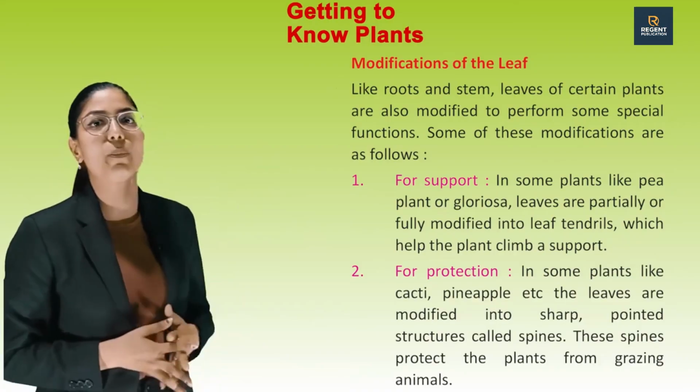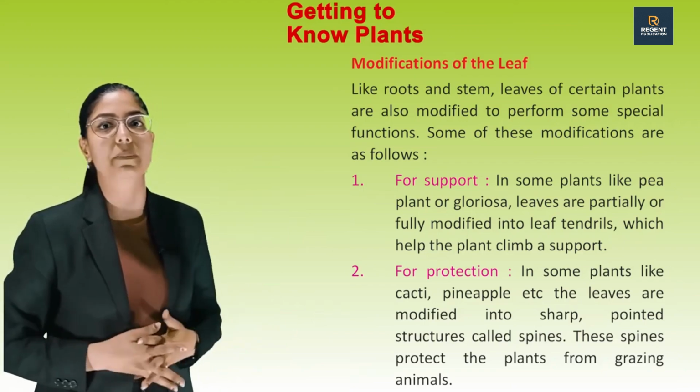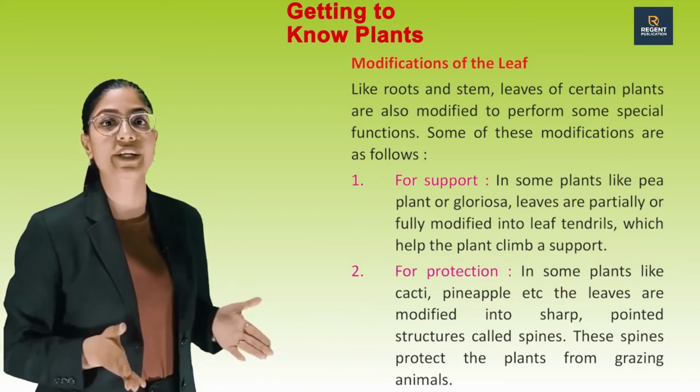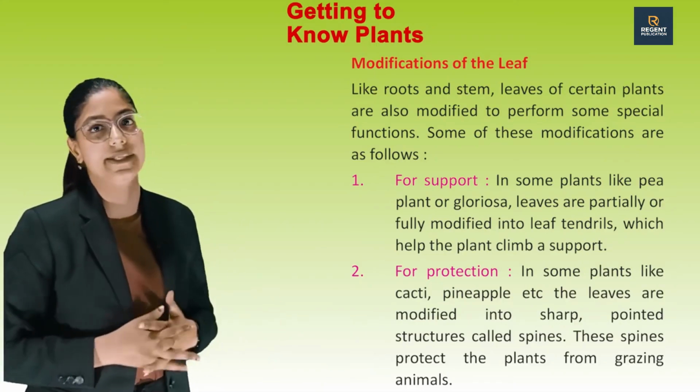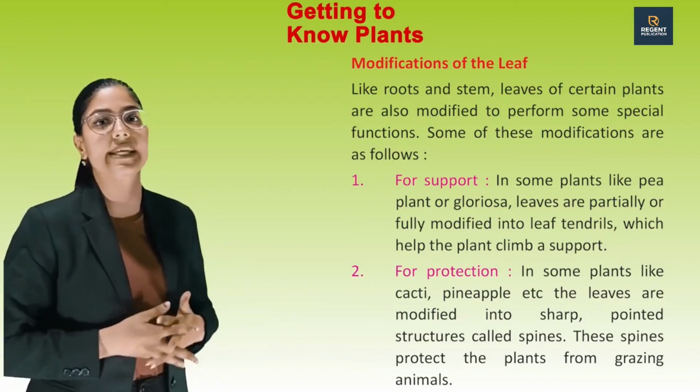Second, for protection. In some plants like cacti, pineapple, etc., the leaves are modified into sharp, pointed structures called spines. These spines protect the plant from grazing animals.